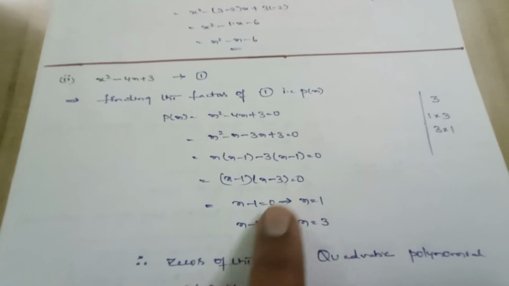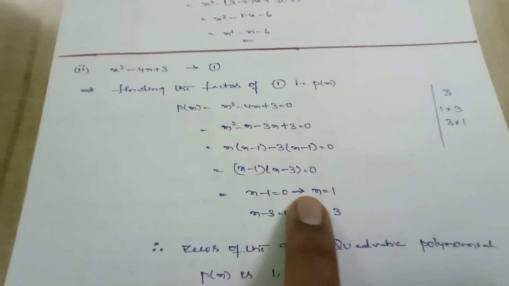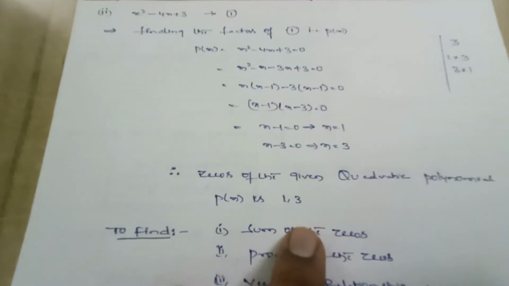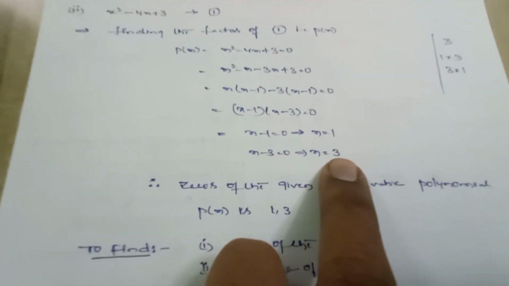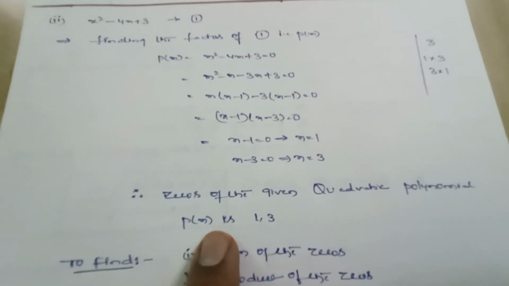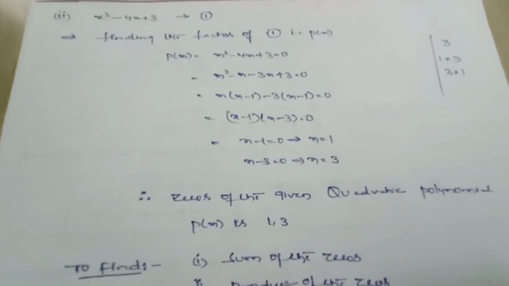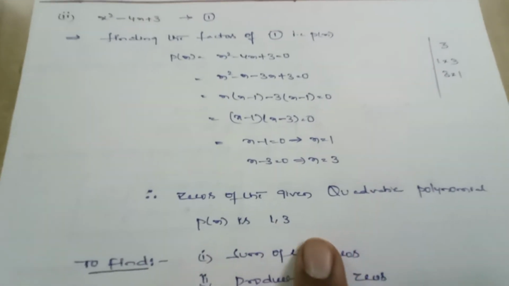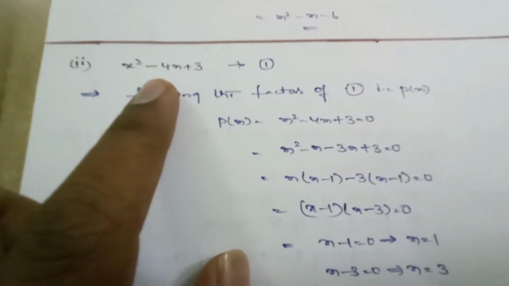Now equate to 0 and find the value of x. It becomes x minus 1 equal to 0, that implies x equal to 1. X minus 3 equal to 0, that implies x equal to 3. Therefore, the zeros of the given quadratic polynomial p of x are 1 comma 3. What is the meaning of the zeros of the polynomial? When you substitute 1 or 3 in the given quadratic polynomial, the total expression becomes 0.